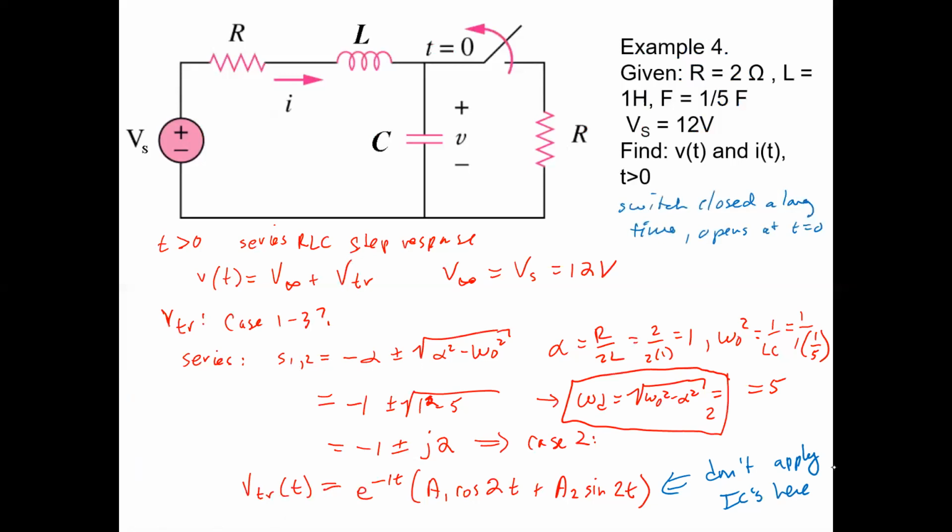So the total solution is going to be V of t equals V infinity plus V transient.